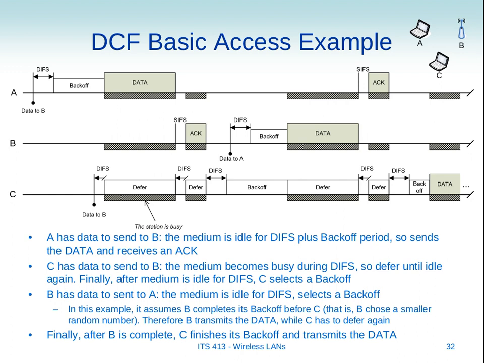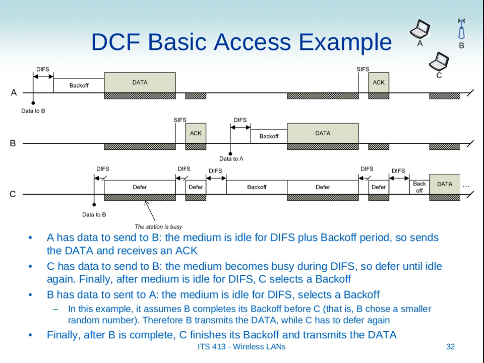We wait for a DCF interframe space. If no one's transmitting, we wait for this back-off period. If no one's transmitting, we can transmit the data frame. Eventually, we'll receive the ACK frame. If someone's transmitting when we're checking for the medium to be idle, either during DIFS or during the back-off period, we wait for them to stop transmitting. That is, we wait for the medium to become idle again.